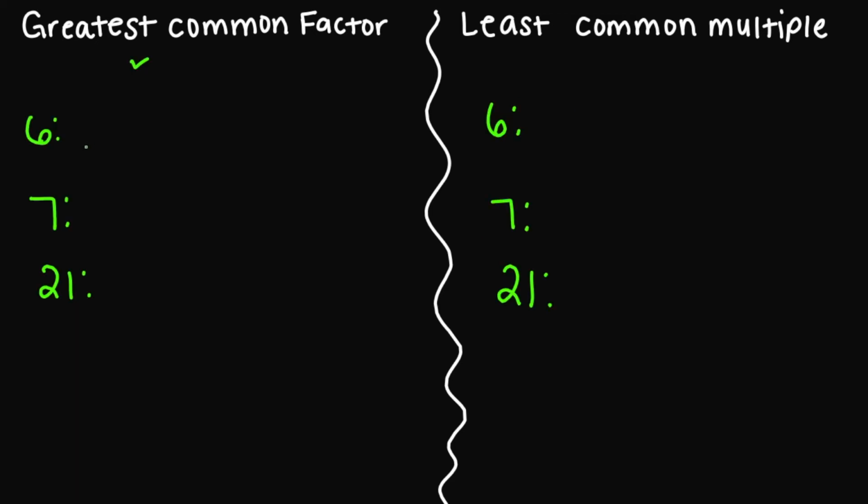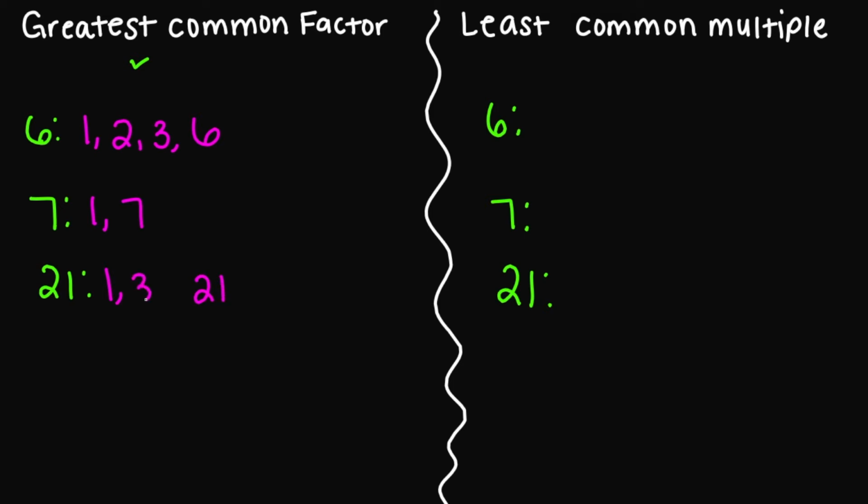Let's find the GCF for 6, 7, and 21. So let's start here. What numbers when multiplied together give me 6? We have 1 times 6, that's going to give me 6. And then we also have 2 times 3, that's also going to give me 6. For my 7, numbers that when multiplied together give me 7 is just 1 times 7. For 21, numbers that when multiplied together give me 21 is 1 times 21.